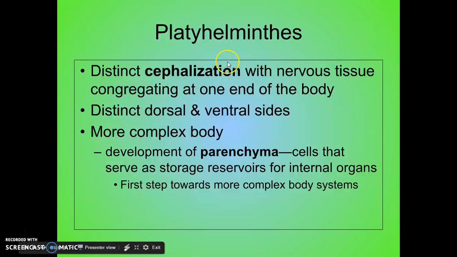This word right here means that nerve tissue congregates at one end of the body. The word is cephalization. We have cephalization. These guys have distinct dorsal and ventral sides, so a back and a belly. And then they have something called parenchyma that serves as a storage reservoir or kind of cushioning for internal organs.